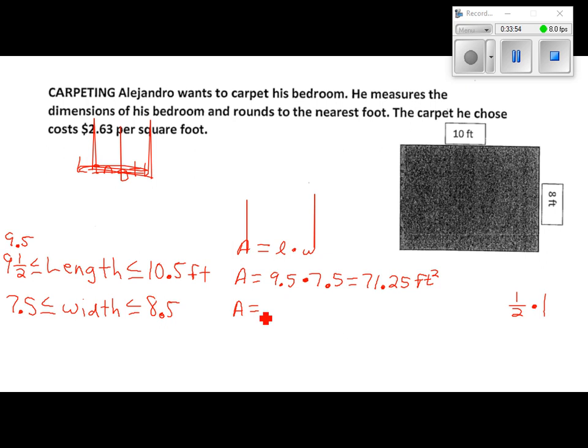How are we going to find it? What's the length if we're on the high end? 10.5 times 8.5, good. Somebody multiply that for us. 89.25? Yep. Anybody else get that? So that tells us that the area of his room should fall somewhere between 71.25 and 89.25 square feet.